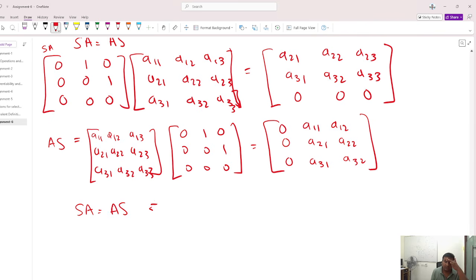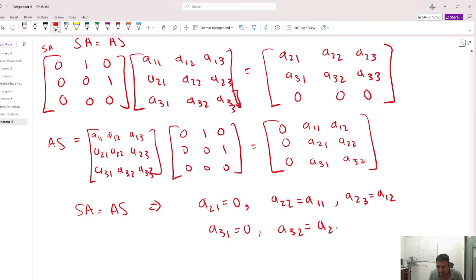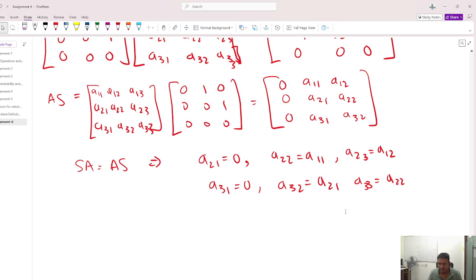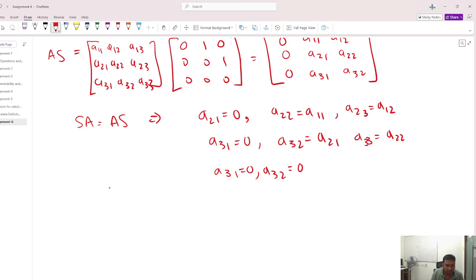So what will it give you? A21 is 0, A22 is A11, A23 is A12, right? By the first row. Then A31 is 0, A32 is A21, A33 is A22, and the last will give you A31 is 0, which we already have. A32 is also 0. Now what you have to do is club all this together.